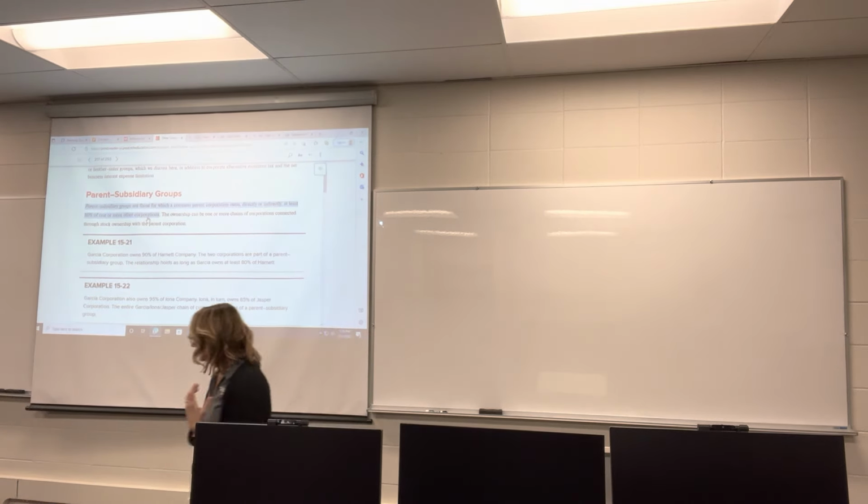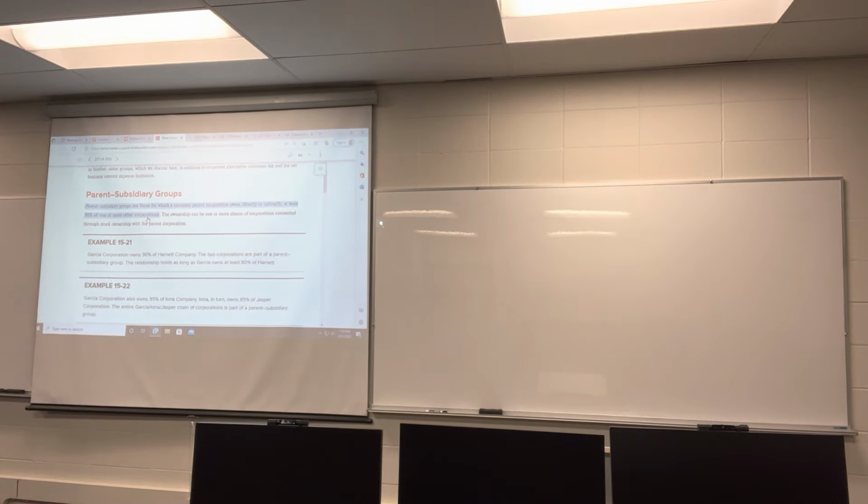Let's take a look at what that looks like, and the benefits of that. Why would we want to do that? Other than it saves us filing two tax returns, which is a benefit in and of itself.